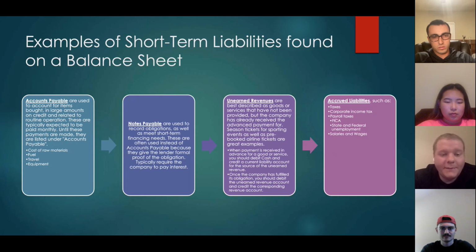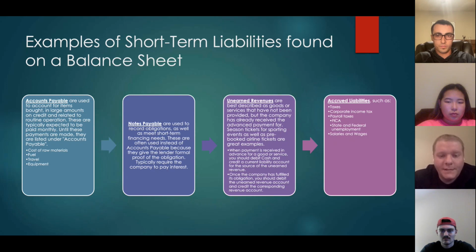Often used instead of accounts payables because they give the lender formal proof of the obligation, and they typically require the company to pay an interest amount. Next, you have unearned revenues. These are best described as goods or services that have not been provided, but the company has already received the advance payment for that. Great examples are season tickets for sporting events, as well as pre-booked airline tickets.